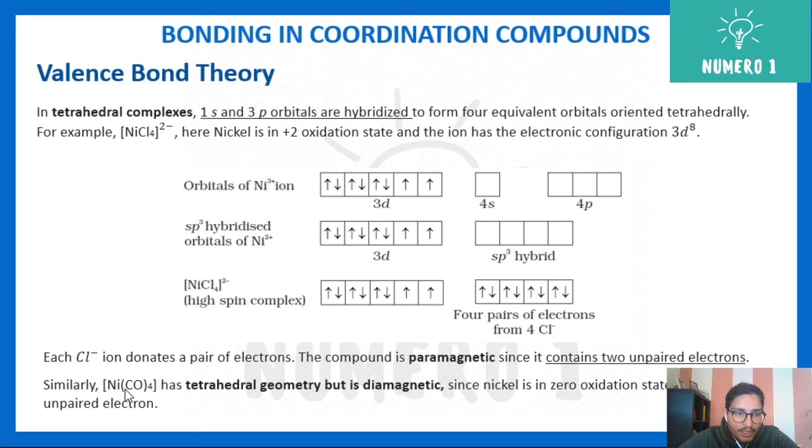Similarly, if I talk about Ni(CO)4, it is tetrahedral geometry but is diamagnetic, since nickel is in the zero oxidation state and contains no unpaired electrons. In Ni(CO)4, nickel is actually in the zero oxidation state, so no electrons are removed. Hence this is paramagnetic, sorry, diamagnetic, because all the electrons are paired.